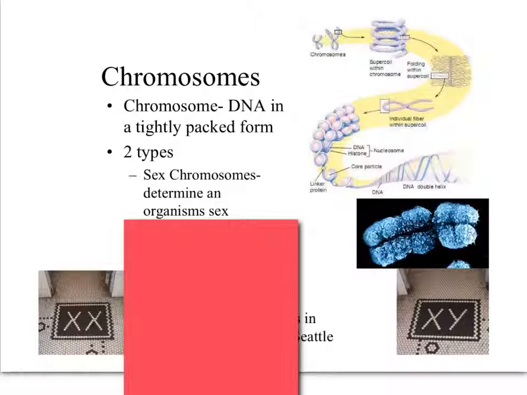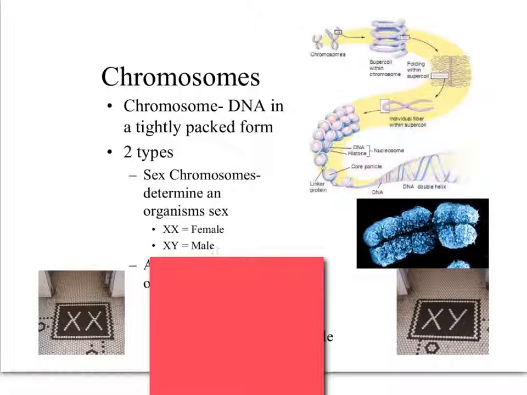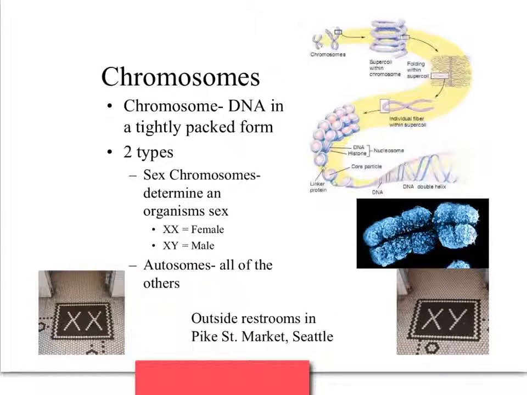So if you're a female, then you should be going into the bathroom on the left. And if you're a male, you should be going to the bathroom on the right. Males are XY and females are XX. And so those are the sex chromosomes. And then all other chromosomes are called autosomes. So that's the rest of the chromosomes. So 2 sex chromosomes, and the rest of them are autosomes.